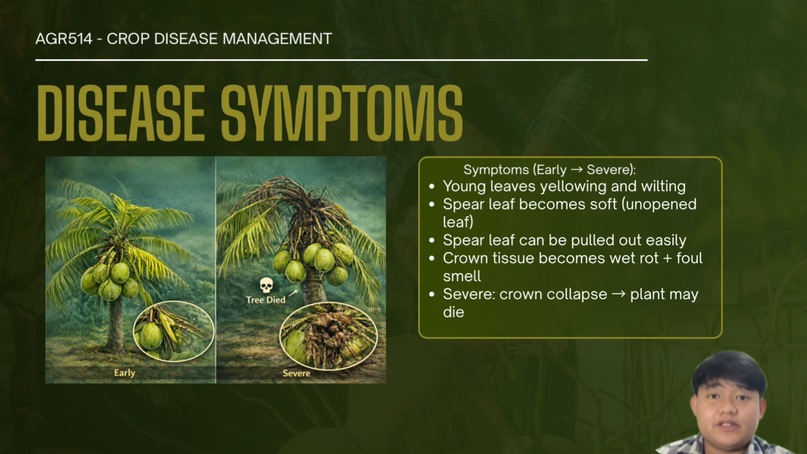Next, the symptoms. At early stages, we can see yellowing and wilting of young leaves, and the spear leaf becomes soft or weak. One important symptom of bud rot is that the spear leaf can sometimes be pulled out easily because the tissue inside the crown is already rotting. As the disease becomes severe, the crown develops soft wet rot and it may produce a foul smell due to tissue breakdown. In serious cases, the entire crown collapses and the coconut tree may eventually die.